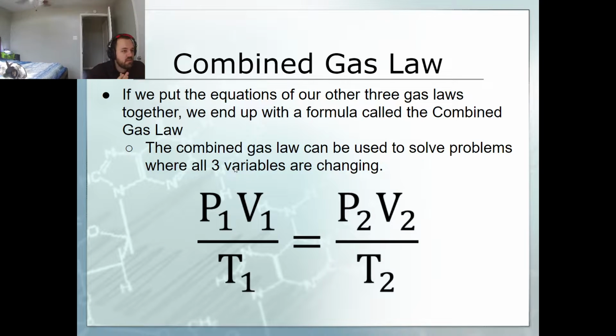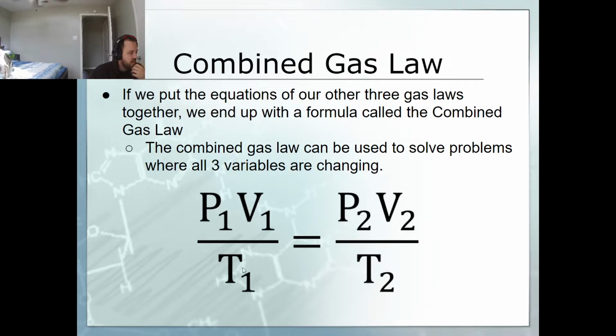So when we have situations where all three variables change at once, what we want to do is use the combined gas law. Okay? The combined gas law is basically taking those three equations for Charles's, Boyle's, and Gay-Lussac's law and squishing them together to make one larger equation that has all three variables in it.